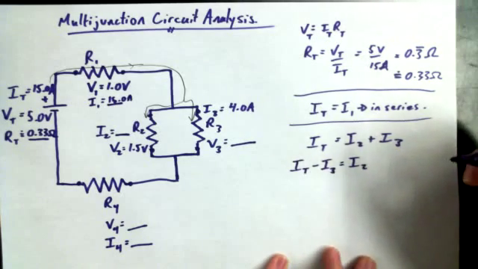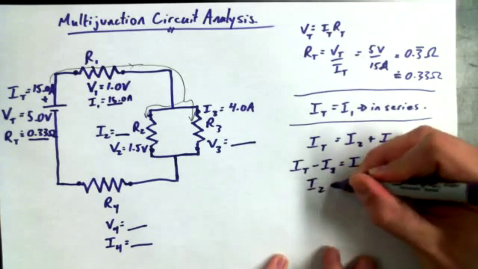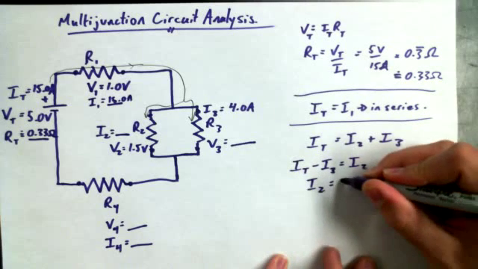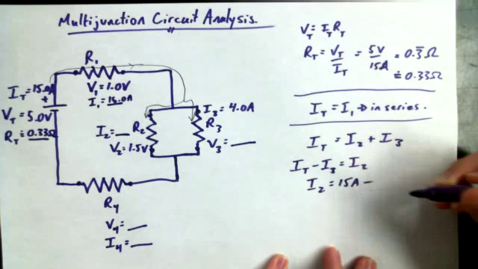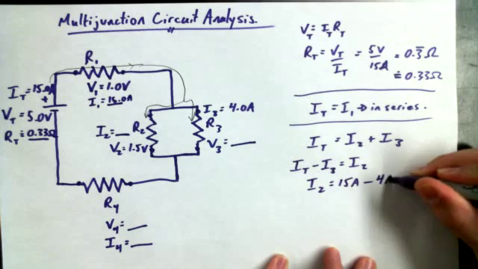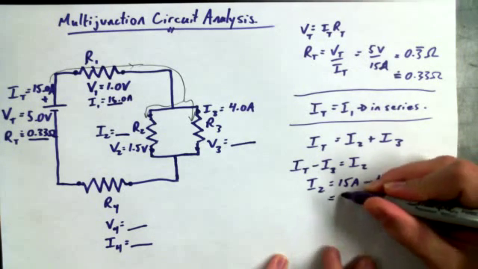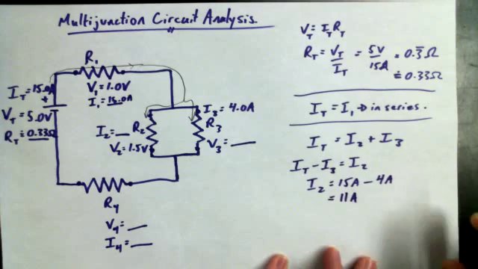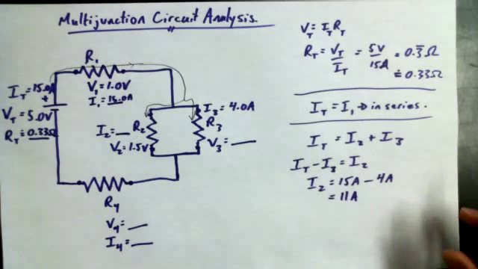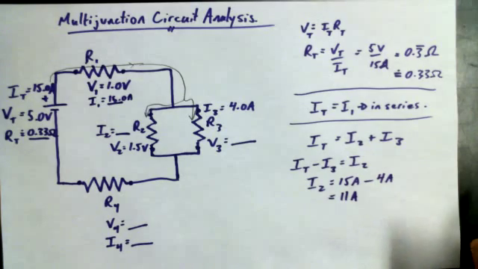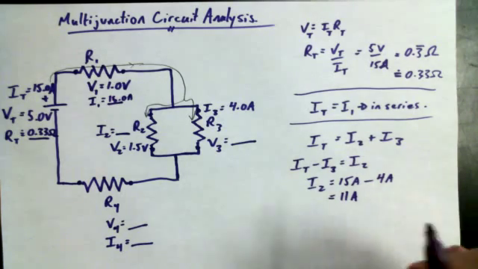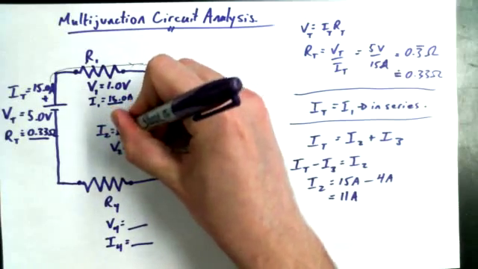Now I can start plugging in my values, and I can say that I total is equal to 15 amps minus I3, which is 4 amps. What do you say? 11 amps. 11 amps, yeah. That's okay. I figured you knew what was going on. Maybe some chose the wrong numbers for the head math. That's right. All right, 11 amps. Let's label it up.